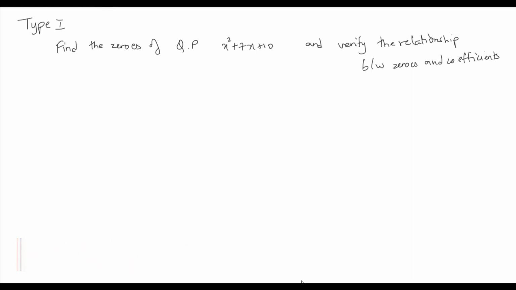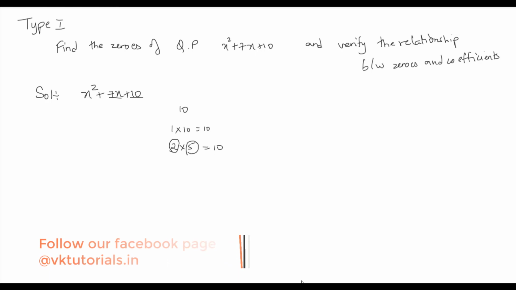So as we have discussed in our earlier video, what we have to do is proceed by finding the zeros of this x square plus 7x plus 10. How can you find the zeros? Taking the factors of 10. What are the factors of 10? 1 into 10 is equal to 10. Then 2 into 5 is equal to 10. Let us stop here, 2 and 5. We can get the middle term coefficient. So 2 plus 5 will give us 7. That is what we need.